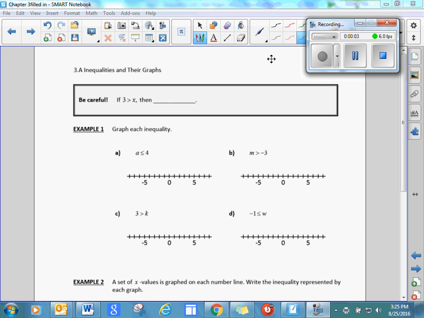Here's the next video on 3A, inequalities and their graphs. We are on page 47. So we are going to carry on, continue on, mission on, and we're going to talk about one gotcha here. Actually, there's another one coming up.